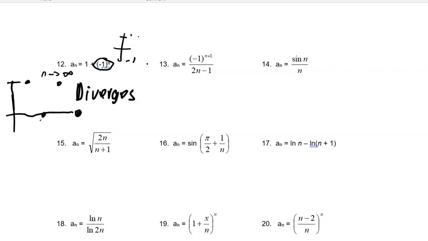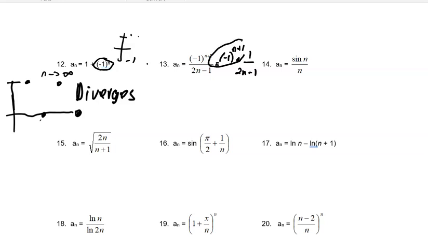All right, 13. What I would recommend with these, a lot of times when we do these, separate these into a product of two separate terms, even though it's written as a fraction. So let's take this -1 to the n plus 1. Let's kind of pull it out and then rewrite the second part as 1 over 2n minus 1. Okay. So what this would tell us is this is the alternating part.